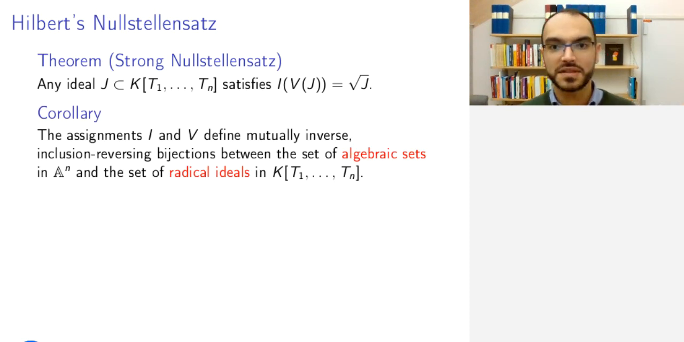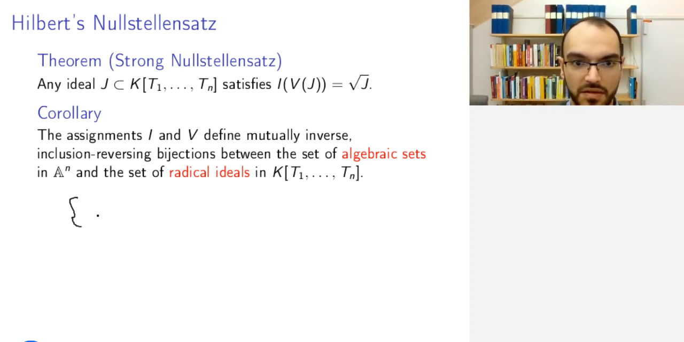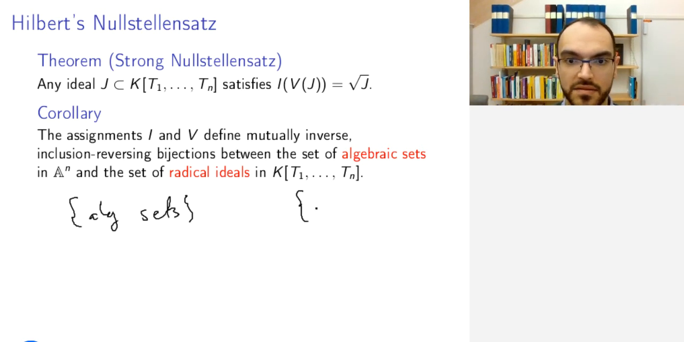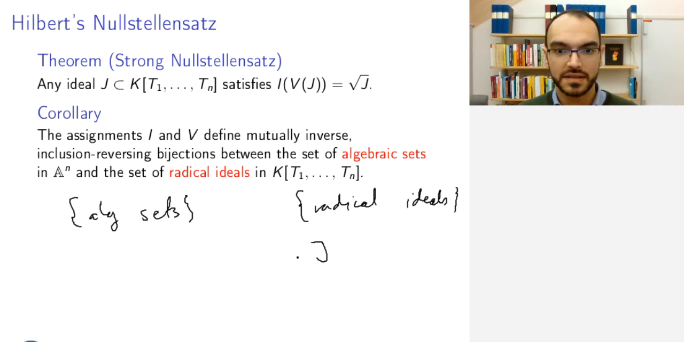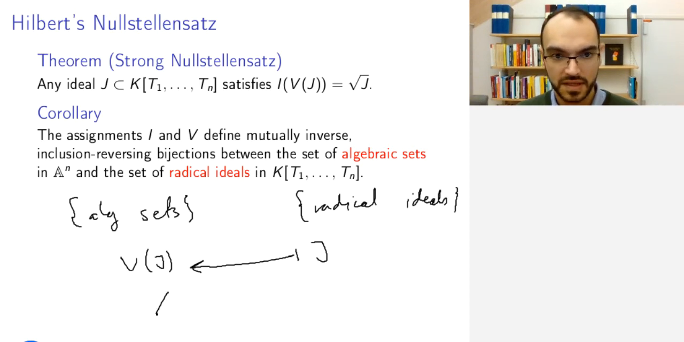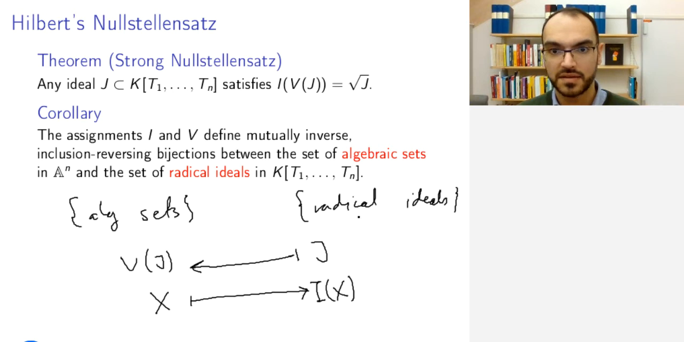Before we prove this, what does this imply? So now we have the set of all algebraic sets and the set of all radical ideals. So we know that if we take such a radical ideal and construct its vanishing set, we get an algebraic set. And from the previous slide, we know that if we take this X and map it to the ideal of X, we get a radical ideal.